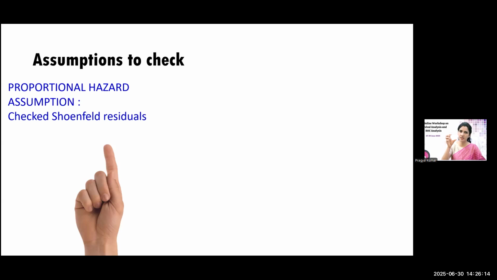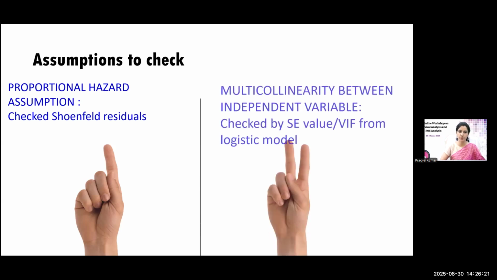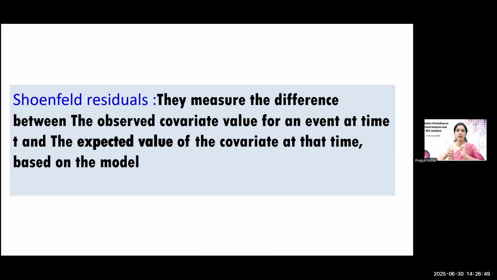We'll discuss that. But just remember, based on the Schoenfeld residual, we test this assumption of proportional hazard. And this is one of the very important assumptions which we have learned in logistic regression also, that is multicollinearity. You can check multicollinearity by the standard error value, or since in Jamovi this option is not there, you can go back to logistic regression, check the multicollinearity from that, and then apply the same here in the proportional hazard, because in the survival module this option is not there. So now what is this Schoenfeld residual?